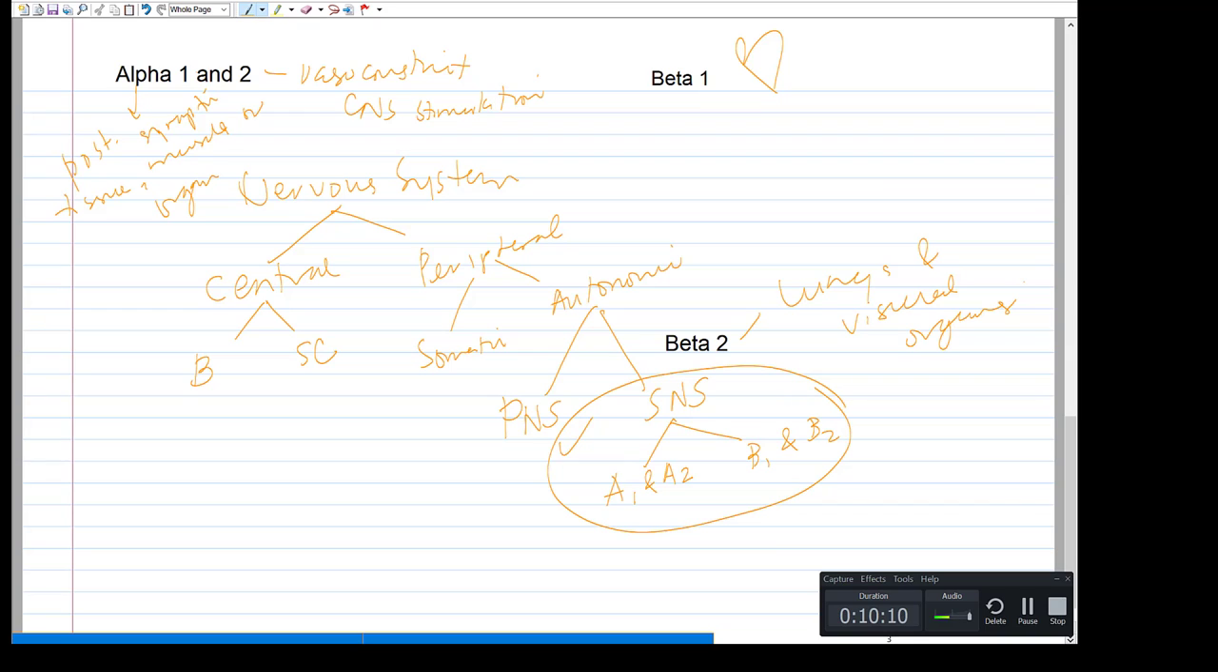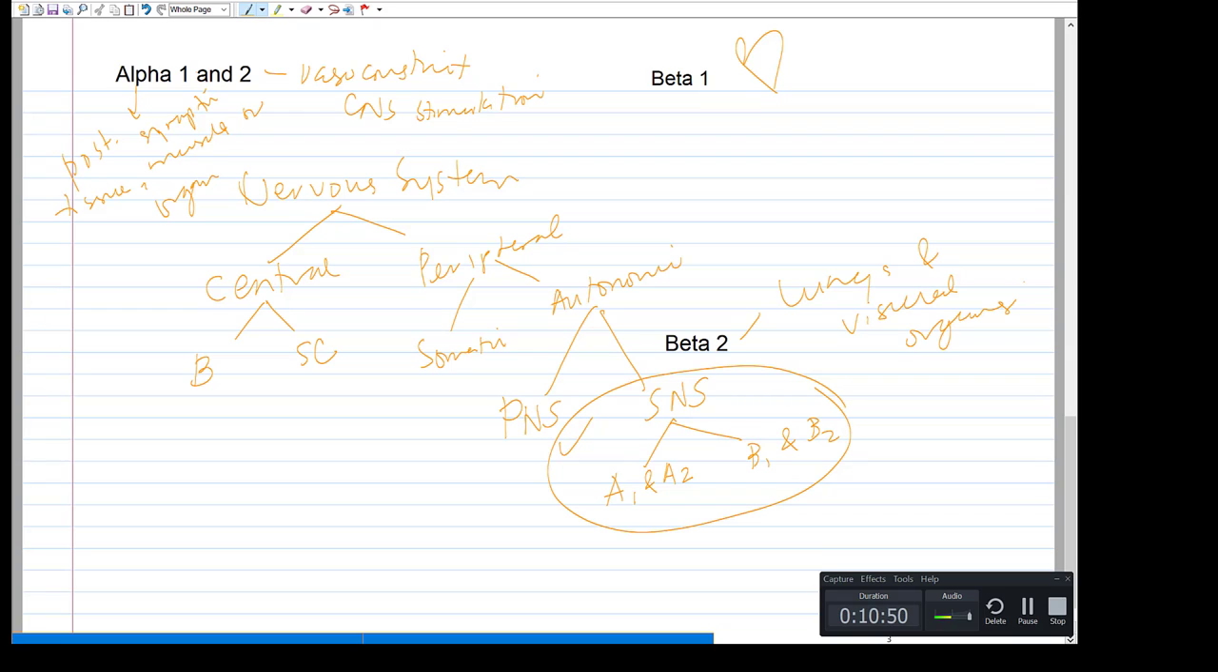Now, going back, there are a lot of drugs that are beta 1 adrenergic. As I said earlier, dopamine is a beta 1 adrenergic drug. Dobutamine is also beta 1. What else? Epinephrine has alpha and beta adrenergic effects. Midodrine is also another one because it's for orthostatic hypotension.